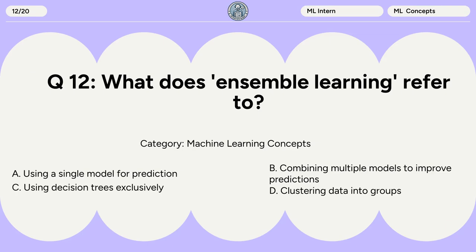Question 12. What does ensemble learning refer to? A. Using a single model for prediction. B. Combining multiple models to improve predictions. C. Using decision trees exclusively. D. Clustering data into groups.